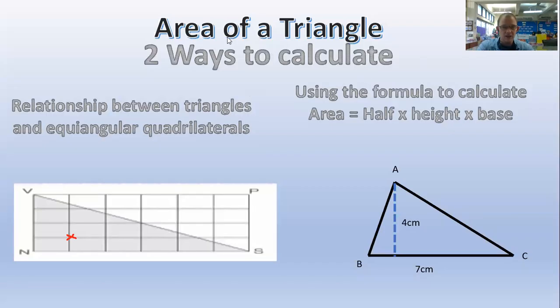So on the right hand side, the second way we look at, we have to use the formula, meaning a half times the height times the base. Half times height times base. So how do we calculate it?